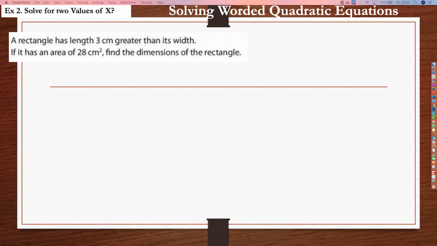A rectangle has a length 3 centimeters greater than its width. If it has an area of 28 square centimeters, find the dimensions of the rectangle. Step number 1 is always either draw the diagram if it's not given to us, or make notes. So when you start seeing rectangle and area and length, the first thing you do is draw a rectangle.